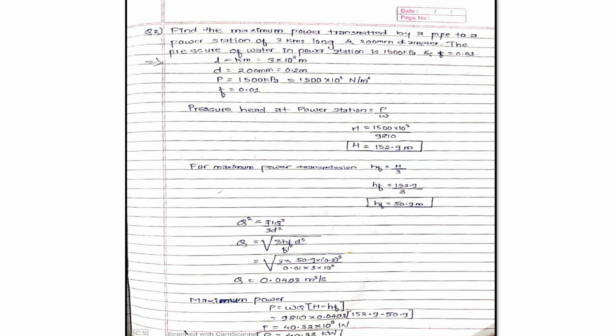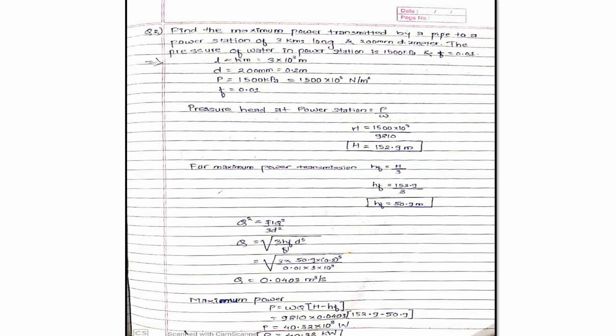We know that the pressure head at the power station is P divided by W. So P is 1500 into 10 raised to 3, and you know that the specific weight of water is 9810, and this works out to be H is equal to 152.9 meter.